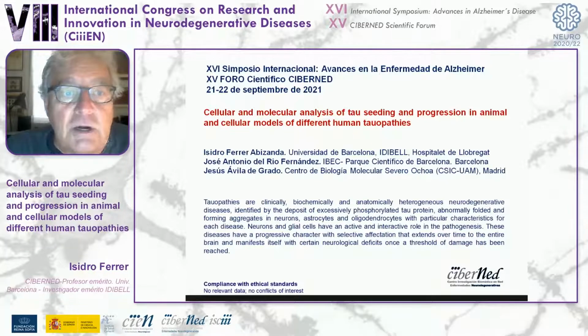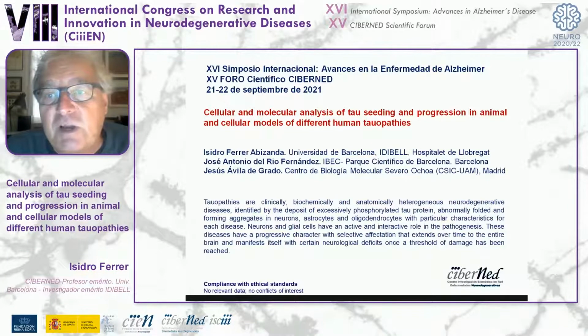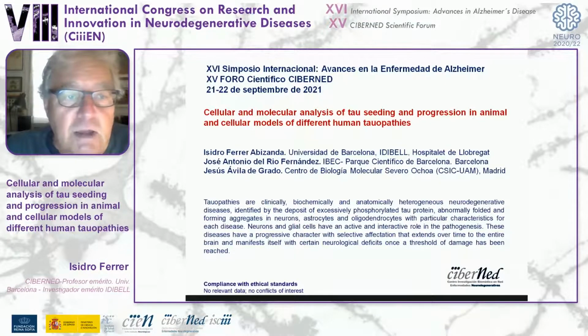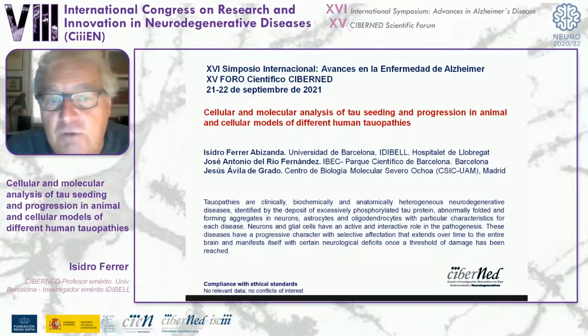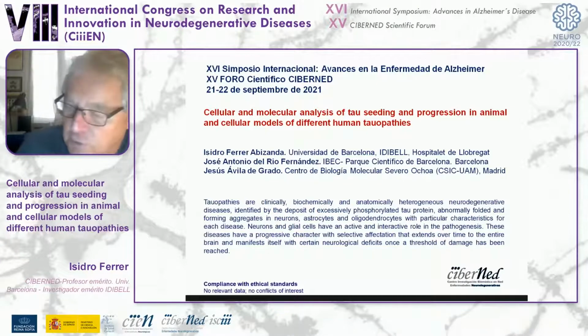It is the cellular and molecular analysis of tau seeding progression in animal and cellular models. This work has been carried out by myself, José Antonio del Río Fernández from the IBEC, and Jesús Ávila de Grado from the Centro de Biología Molecular Severo Ochoa. And the main objectives are these ones.